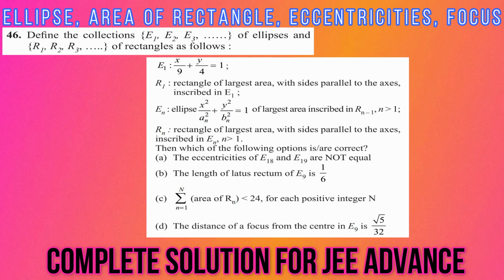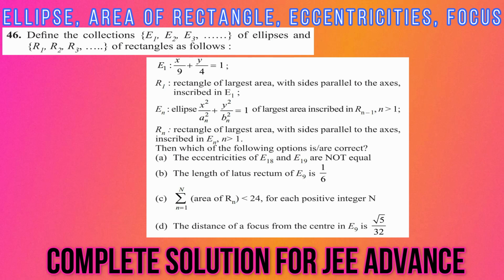The first option says that the eccentricity of the E19 ellipse and the eccentricity of the E18 ellipse are the same. That means we have to find the eccentricity of both, so we need the values of a and b associated with them. Option B gives the length of the latus rectum of E9 as 1 by 6, so we have to check whether E9 has a latus rectum of 1 by 6 or not.